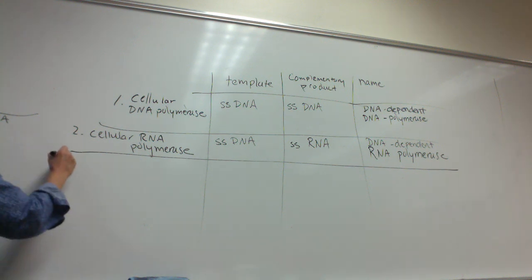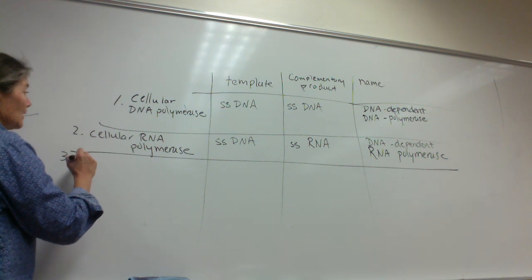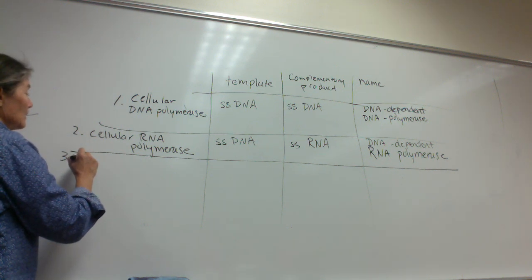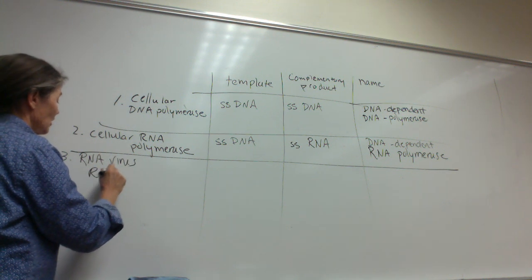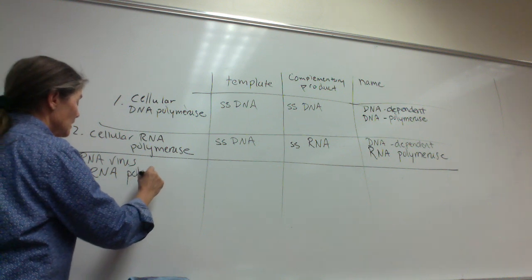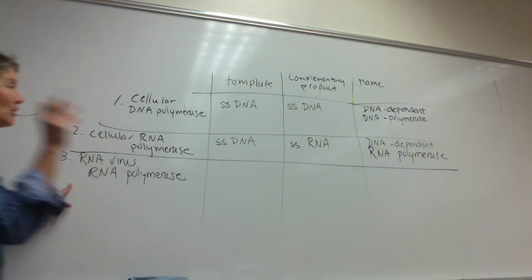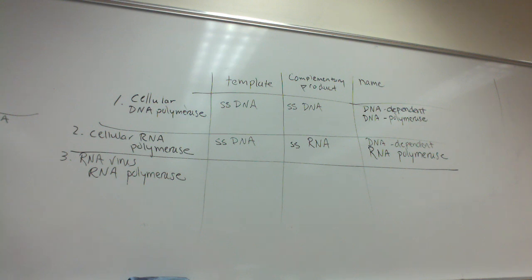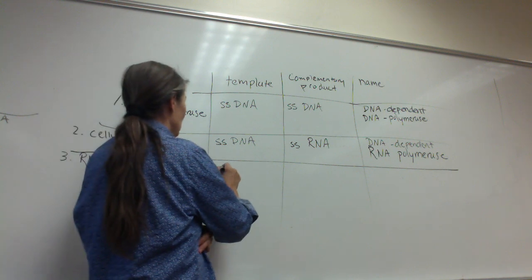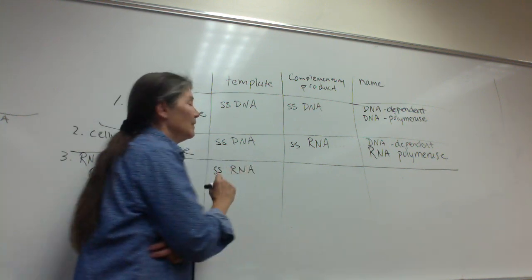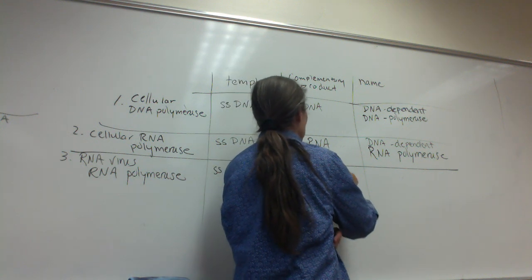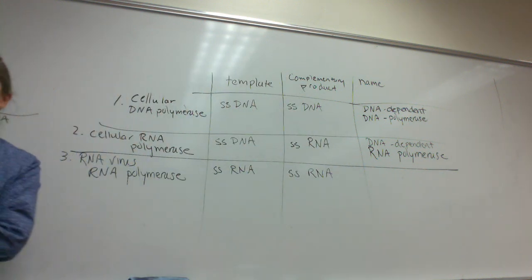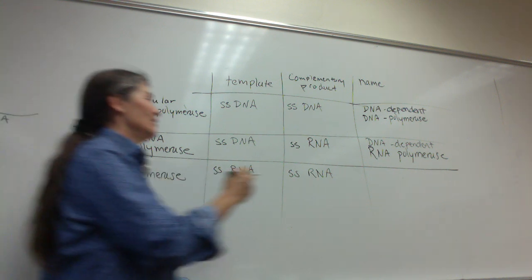So we'll call it, I'm going to put RNA virus RNA polymerase, because I want to emphasize these are RNA viruses. Okay, so if you're an RNA virus, what's going to be the template for making copies of RNA? RNA, right? Single-strand RNA. And what's going to be the product? Complementary single-strand RNA. So how will you name the RNA virus RNA polymerase? There, you got it.